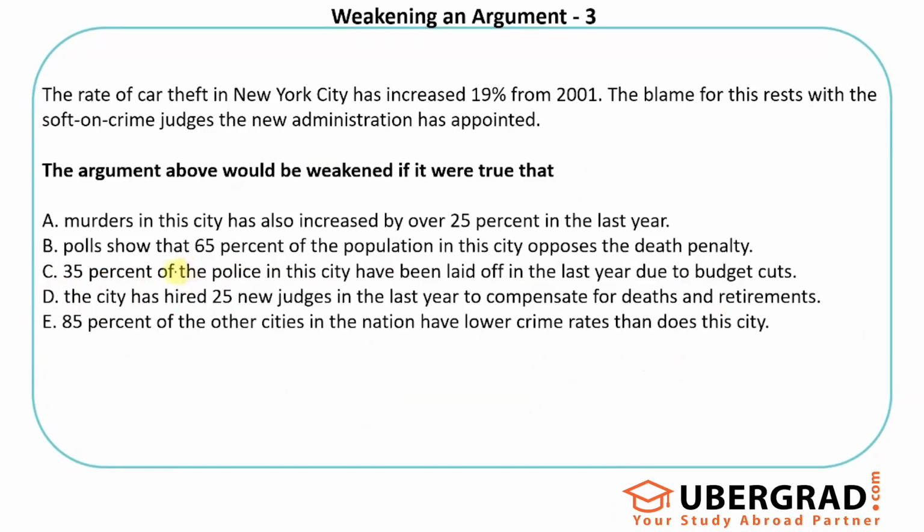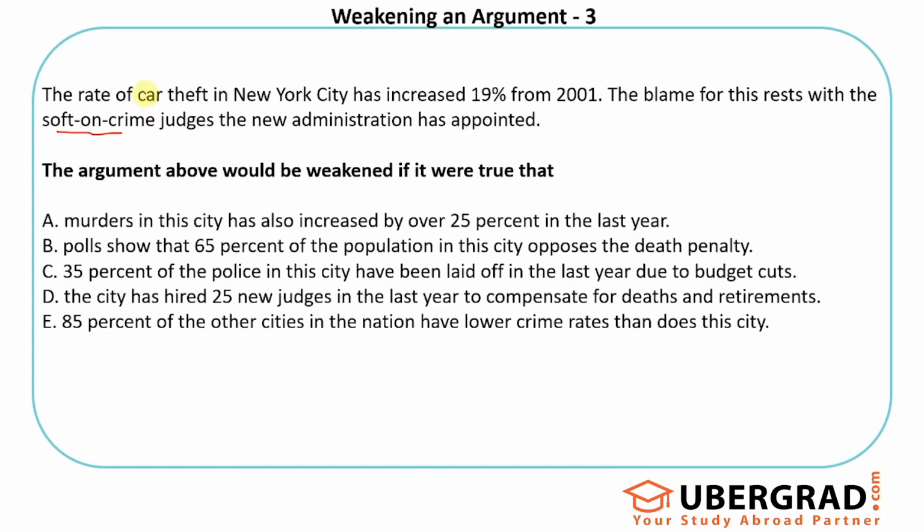Easier one actually. So the last one, the rate of car theft in New York City has increased by 19% from 2001, right? So it's gone up. The blame for this rests with the soft on crime judges. So it's a description of a judge who is not very strict on the criminals. They are being a little bit soft, maybe punishment wise and all of that. So they are putting the blame on them, right?